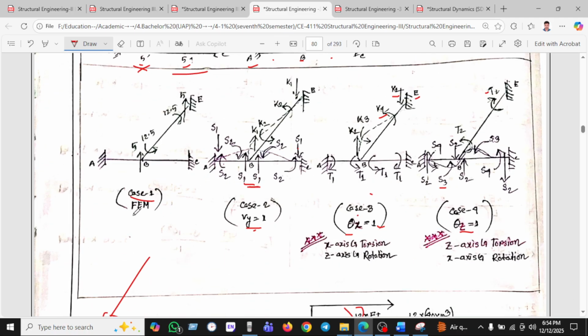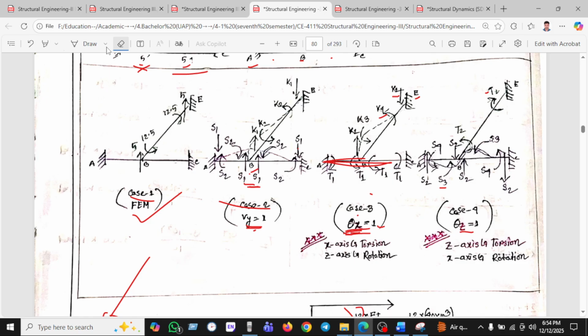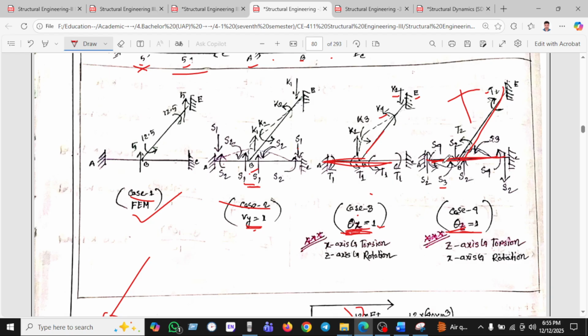For case 1, we will take the fixed end moment, and the second case is shear upward at point 1, and theta x, so the x axis will be torsion, and the z axis will be rotation. These are important. When we apply theta z, that means the z axis will be torsion, and the other direction, the x axis, will be rotation. So you must keep this in mind.